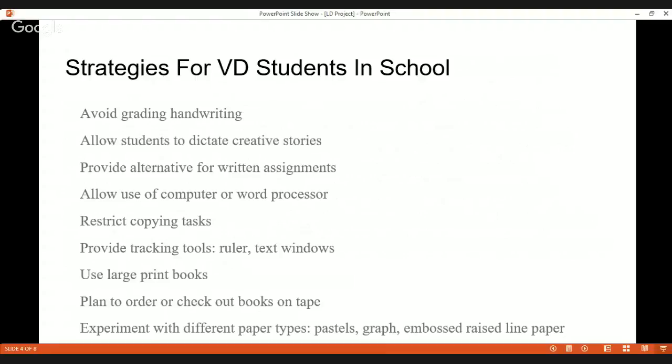And experimenting with different paper types, pastels, graph, and embossed raised line paper. I just talked about different paper types. Not every kid who has a visual perception deficit will be able to write on regular paper. They will need to use different types of paper, as I mentioned before, pastels, graph paper, even the notebooks with the larger lines and larger margins.